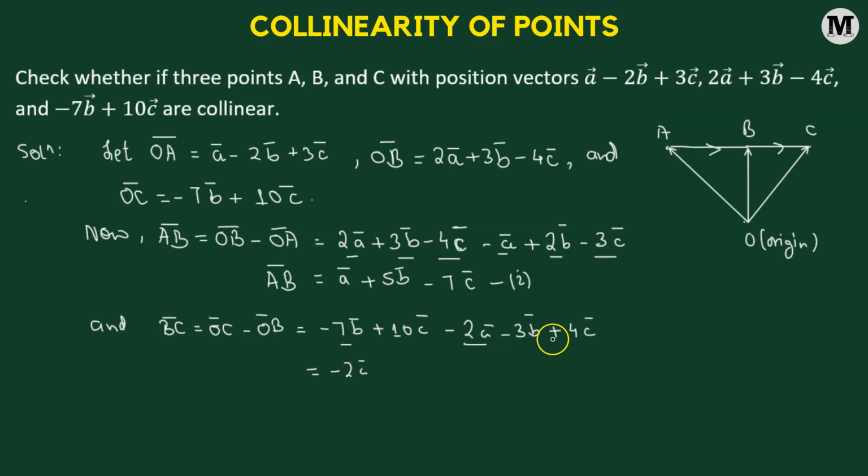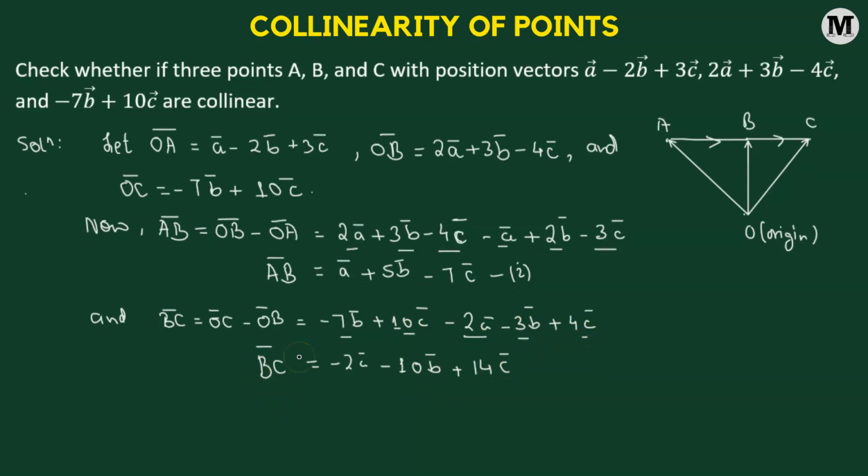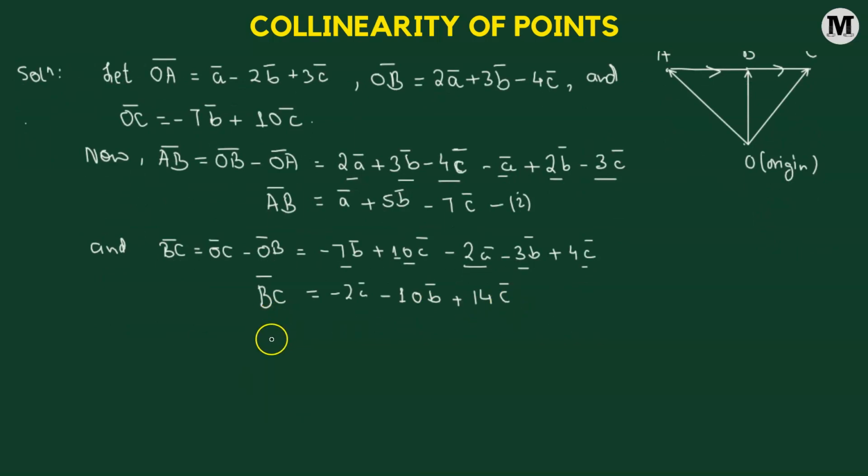Then we have negative 7B vector combined with negative 3B vector to give us negative 10B vector. Then we have 10C vector plus 4C vector, so that's going to be 14C vector. So this is our vector BC. However, we can further simplify the vector on the right hand side. That means BC vector can also be expressed as, if we take negative 2 as the common factor, A vector plus 5B vector minus 7C vector.